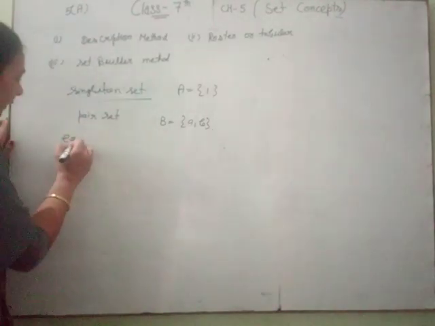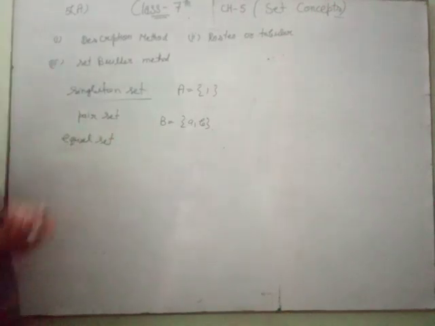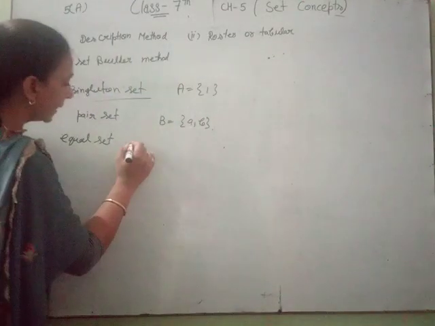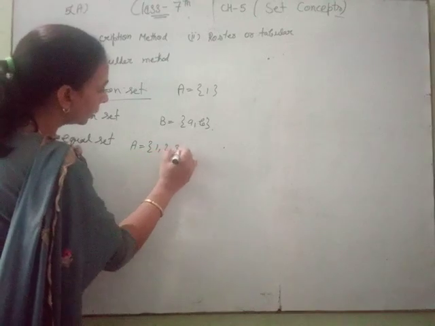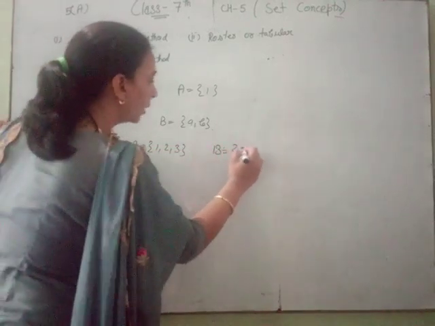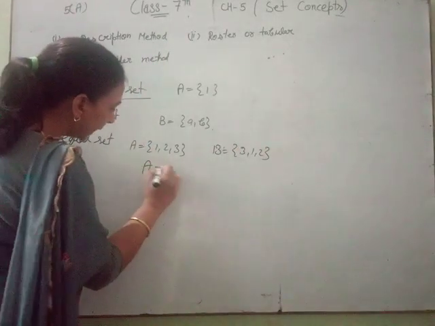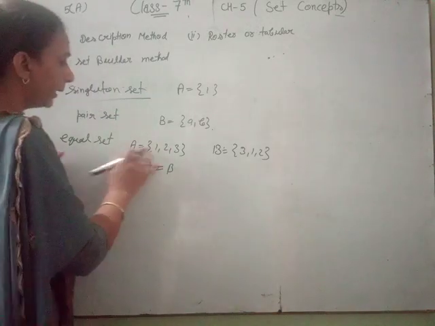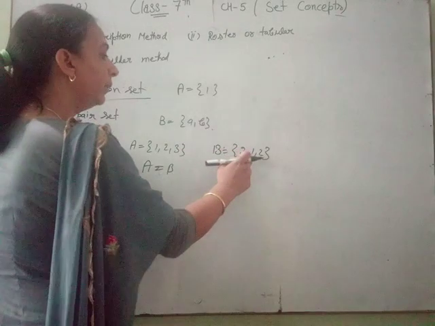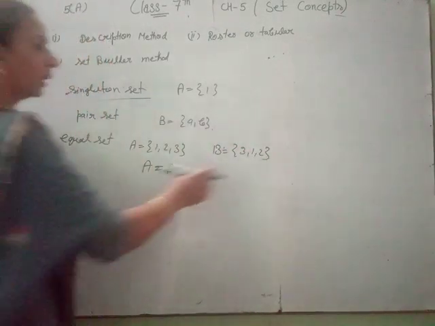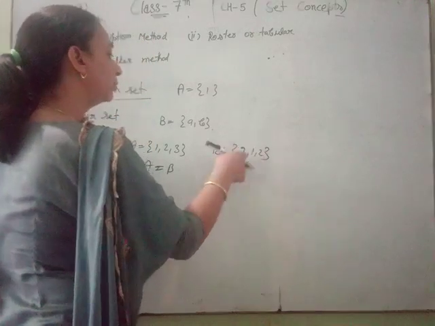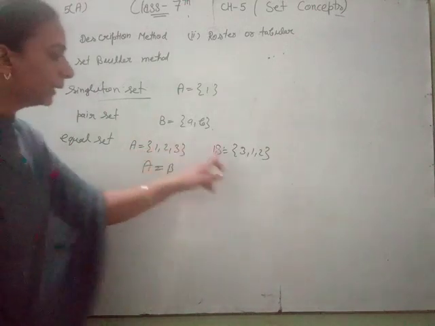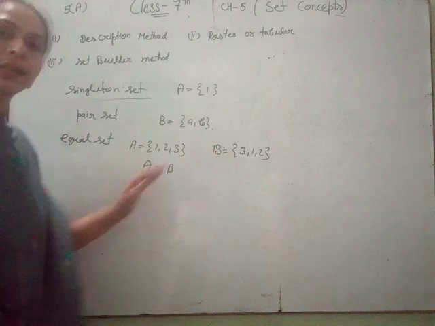Next is equal set. If all the members of two sets are the same, then these two sets are equal. For example, set A has 1, 2, 3 and set B has 3, 1, 2. Then set A is equal to set B, because in set A there are 1, 2, 3 and in set B also 3, 1, 2. The order can be of any type, 1, 2, 3 or 3, 1, 2. So A and B are equal sets because the cardinal number is the same and all the elements are also the same.